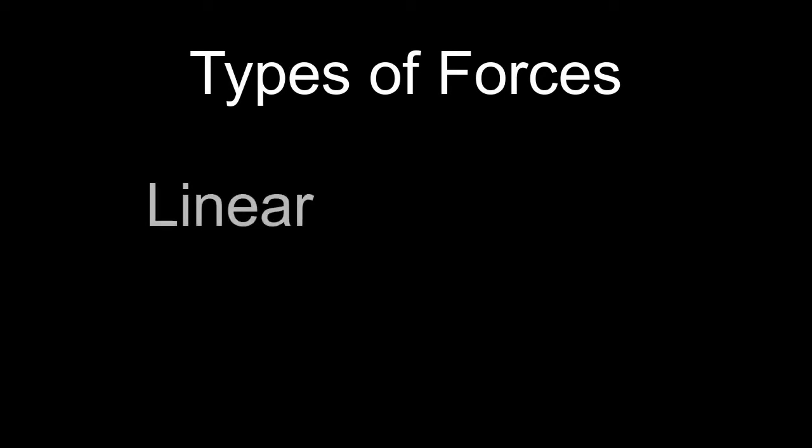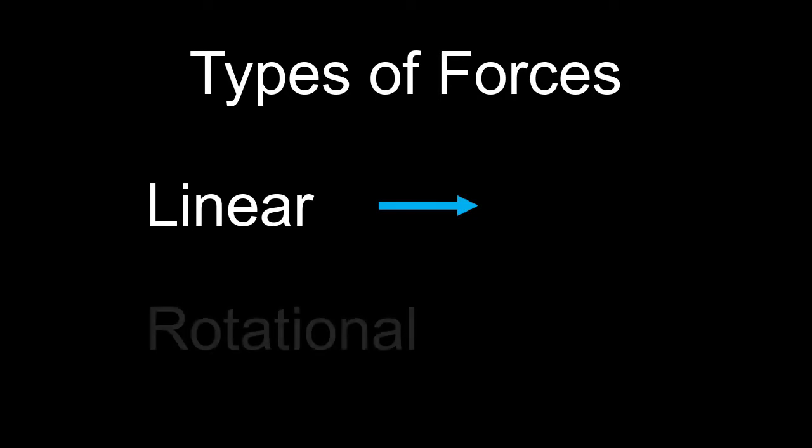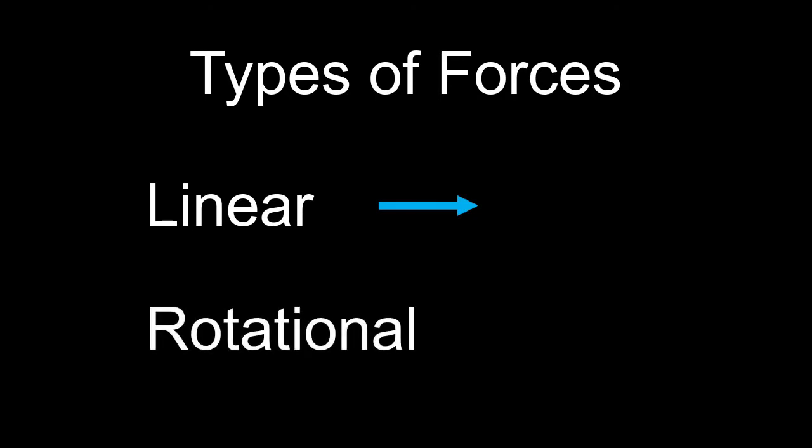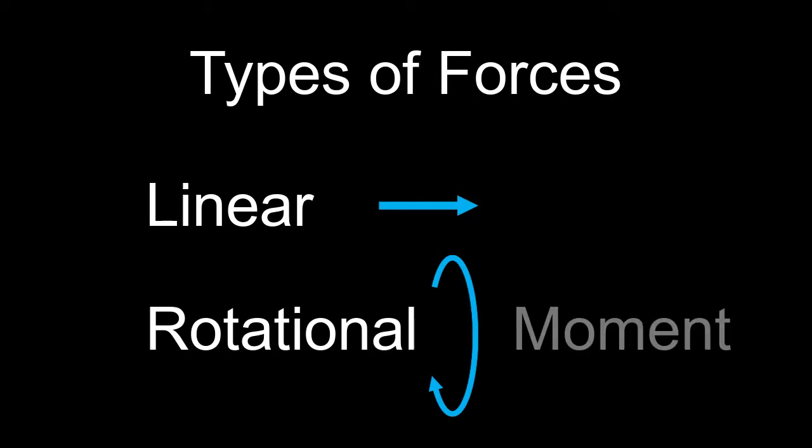There are two different types of forces. First is a linear force. This is a force that acts in a straight line. Second is a rotational force. This is a force that rotates about a center point. This type of force is known as a moment and sometimes referred to as a torque.